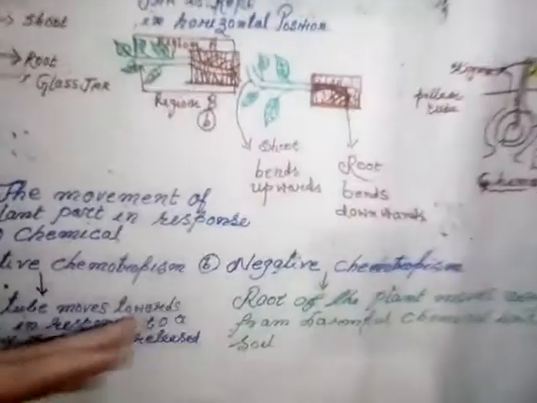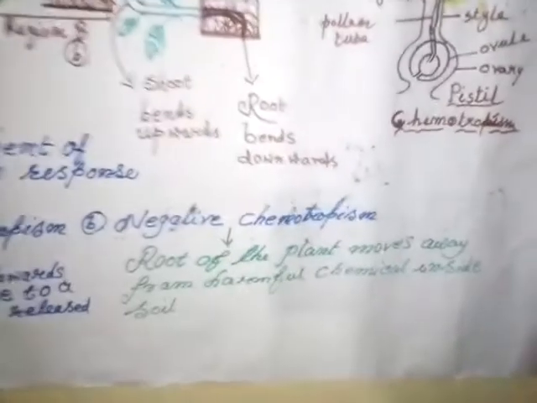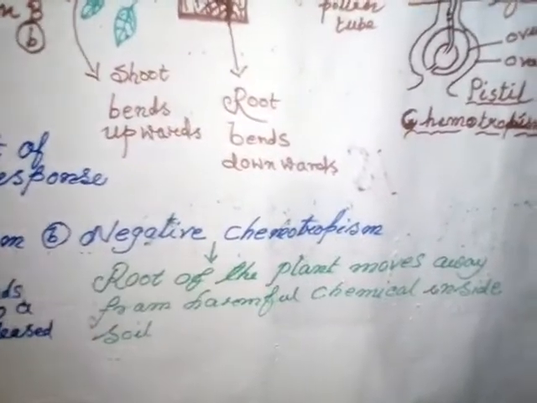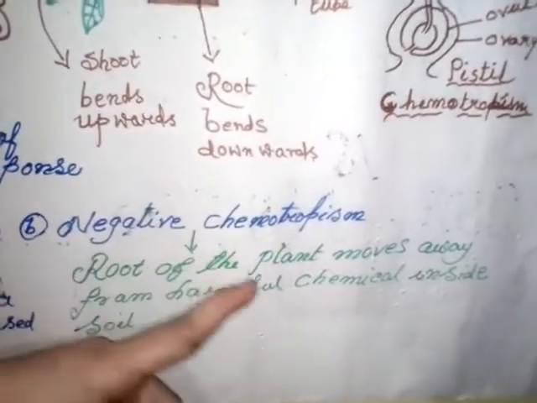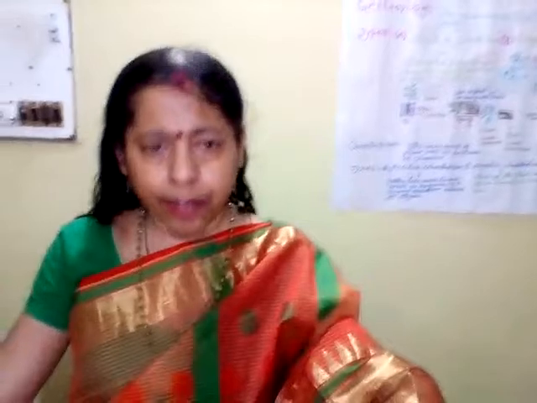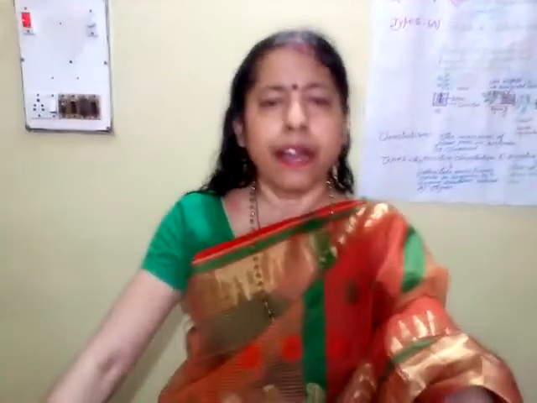Next one is negative chemotropism. What do you mean by negative chemotropism? Movement of a plant part away from a chemical is called negative chemotropism. There are various kinds of chemical substances present in the soil like mercury, arsenic, etc. These are harmful for the plant.